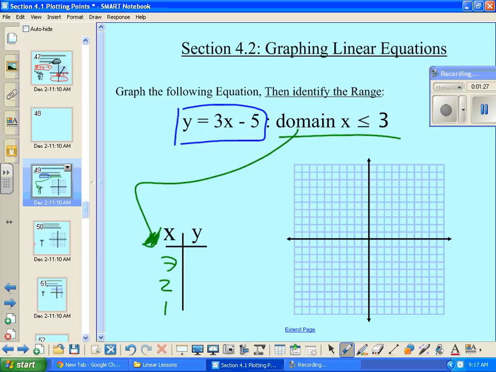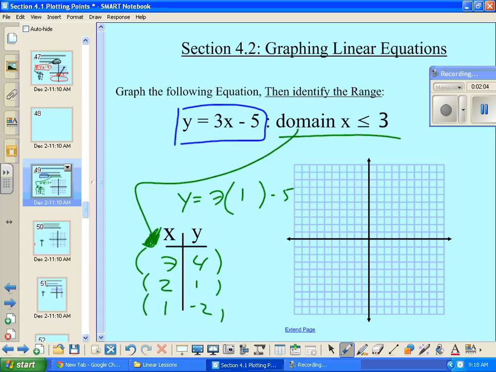Now I'm going to plug these in, find my y-coordinates and get ordered pairs, just like we did when we first started this chapter, so that part isn't too much new. If I write this out, y equals 3 times whatever I plug in, minus 5. 3 times 3 gives me 9, minus 5 gives me 4 for the first point. If I plug in 2, 3 times 2 gives me 6, minus 5 gives me 1. And 3 times 1 gives me 3, minus 5 gives me -2. So here are my 3 ordered pairs: (3, 4), (2, 1), (1, -2).